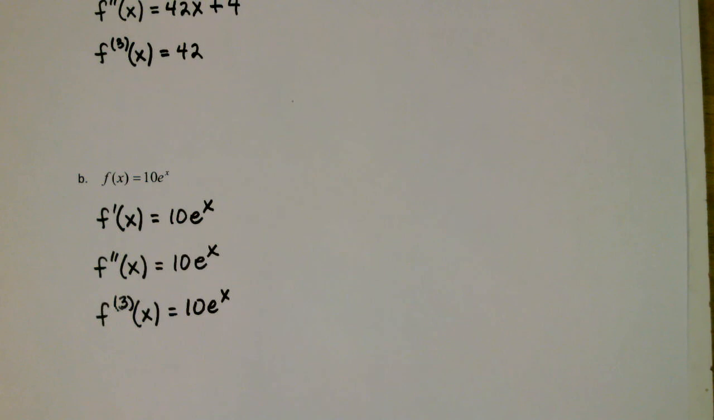And I can take as many derivatives as I want for this function. It's still going to be 10e to the x, because I have to bring the constant over, and the derivative of e to the x is always e to the x, which is one of the simplest derivatives that you can ever take in this section.